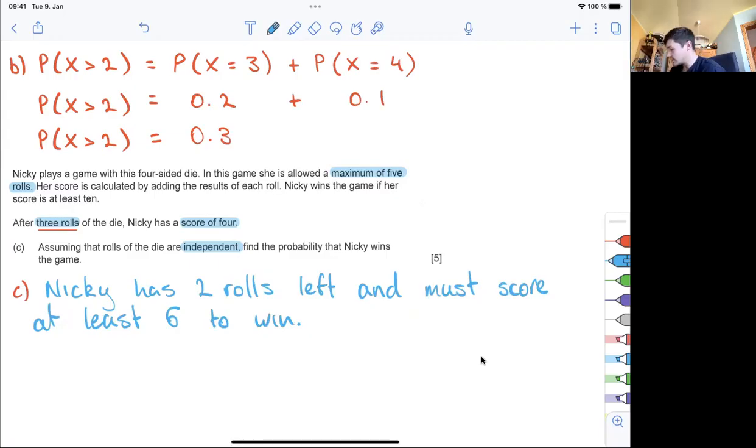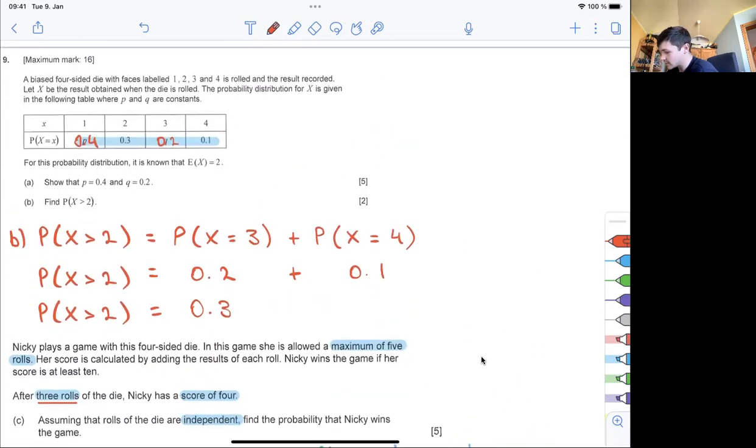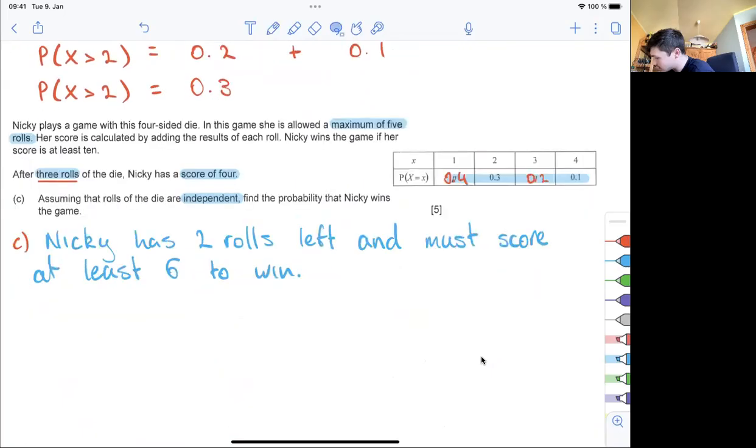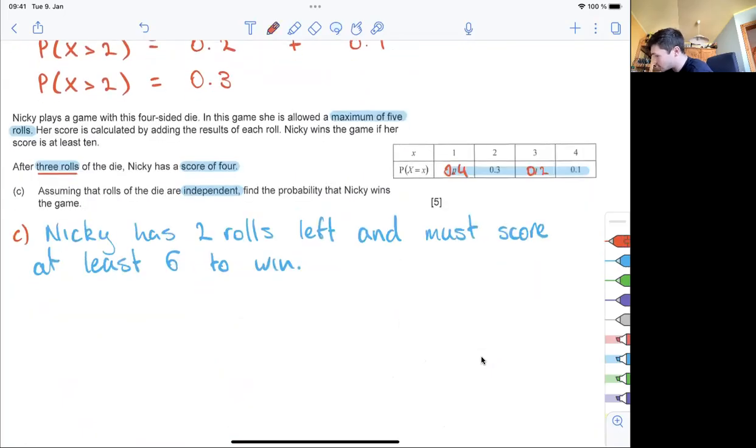Now we've got to consider the possibilities of Nikki scoring 6. If we look back at our table, in fact, what we could do is copy this bit here and bring that off to the right. Paste image. Yeah, that'll do. Okay, cool. So the ways that she can score a 6.